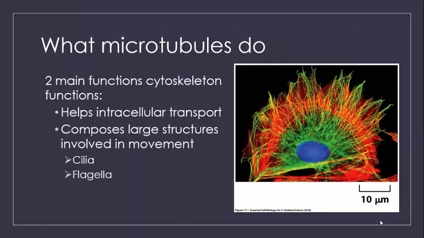Now that we have covered what makes up tubules and how they assemble and disassemble, let's talk about what these microtubules do within the cell. They have two main functions. These are to help with intracellular transport and to help provide structure to larger structures involved in cellular movement. Let's look at each of these in depth.